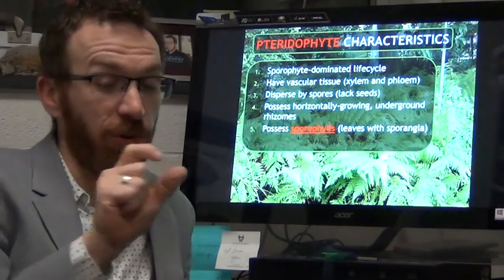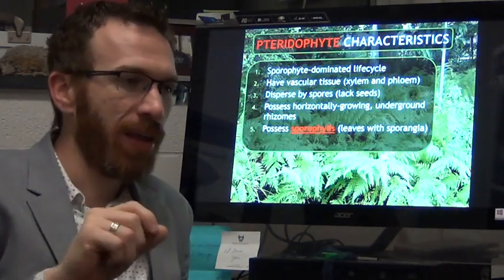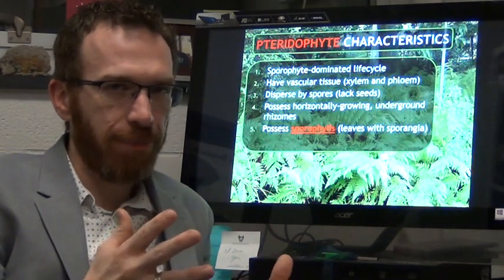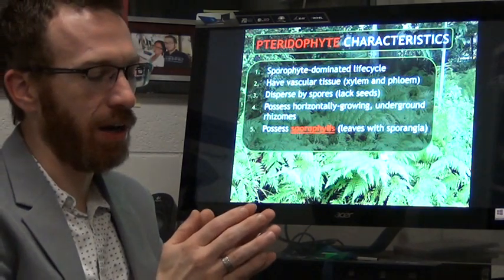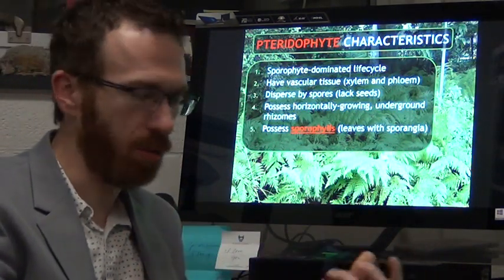Sporophylls. So sporo obviously means spore. Phyll means leaf, and so this is a spore-bearing leaf. And so it's a leaf that has sporangia on it, and then the sporangia are producing spores.